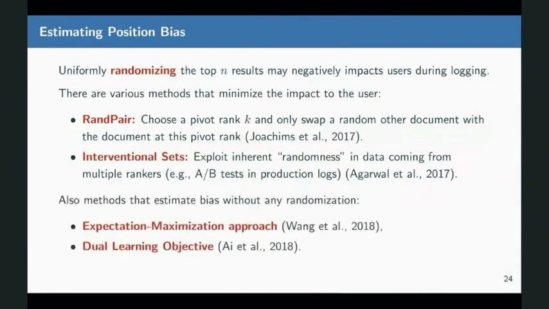There's also some methods that do it without randomization, usually based on expectation maximization. These are less effective. There's no randomization required, but these often don't work as well because you have to estimate relevancy based on features. So it's nice you don't need randomization, but they're less reliable.